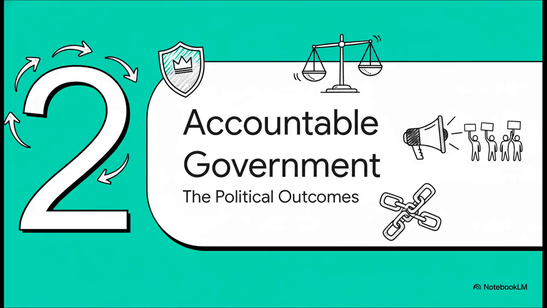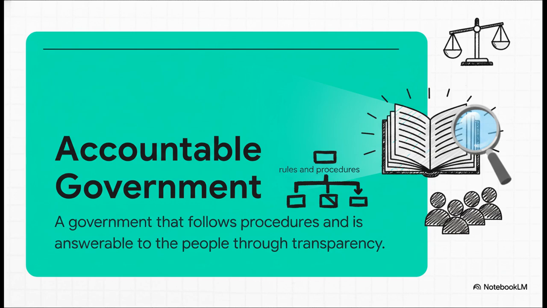Let's move to our first major area of assessment, the political outcomes. What kind of government does democracy give us? We'll focus on 3 key words here. Is it accountable? Is it responsive? And is it legitimate?